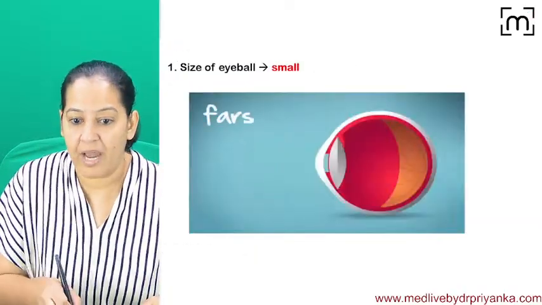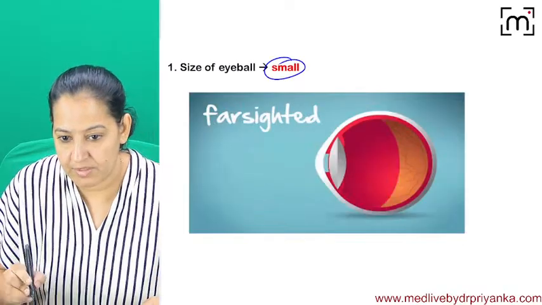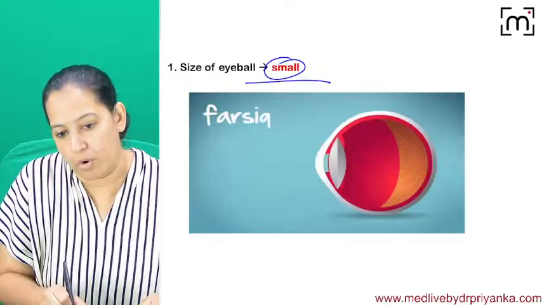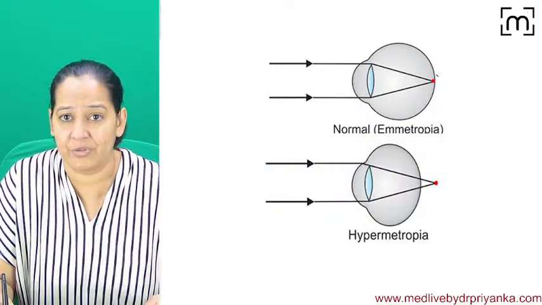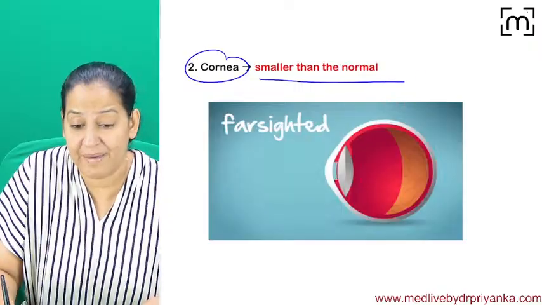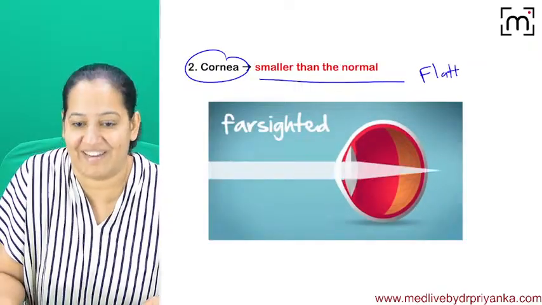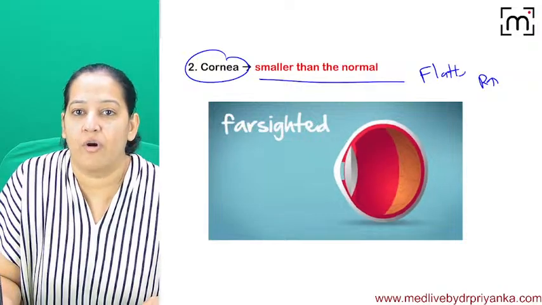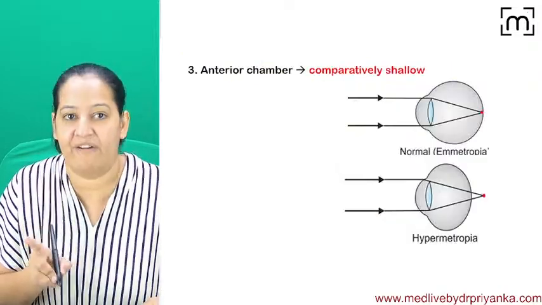Comment on the eyeball. The eyeball becomes smaller. See in the video, it becomes small. Have you seen? It becomes smaller. So here the eyeball becomes small, and the axial length is reduced. You can see the eyeball is small. The cornea is also smaller, meaning the cornea is flat. The radius of curvature is more. The cornea gets flattened.